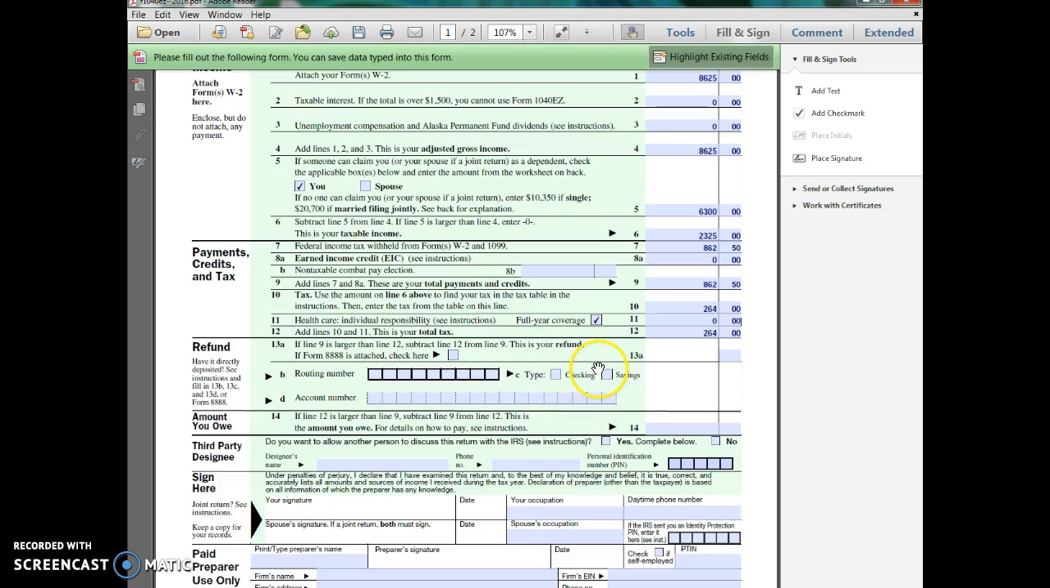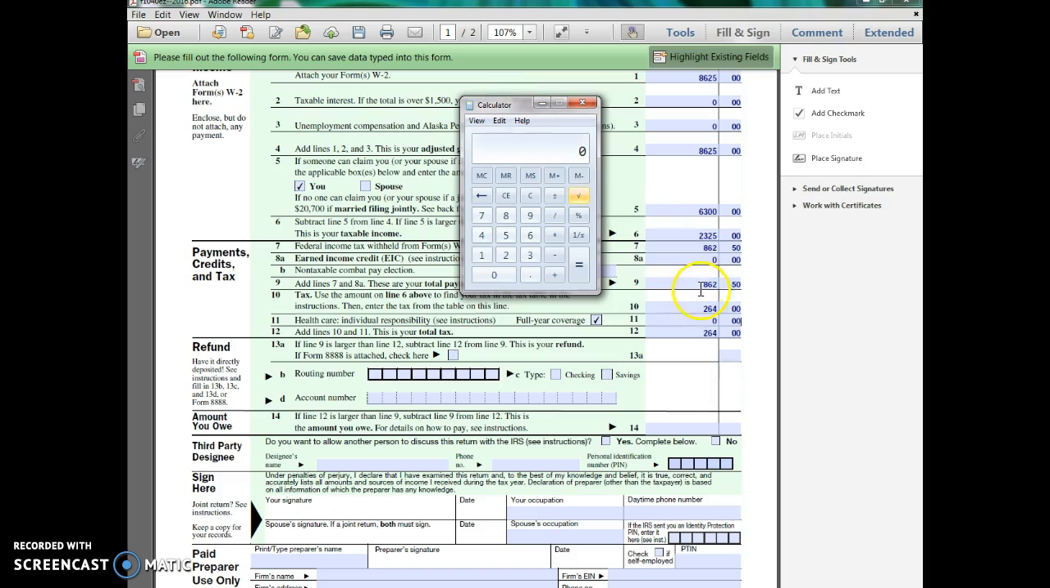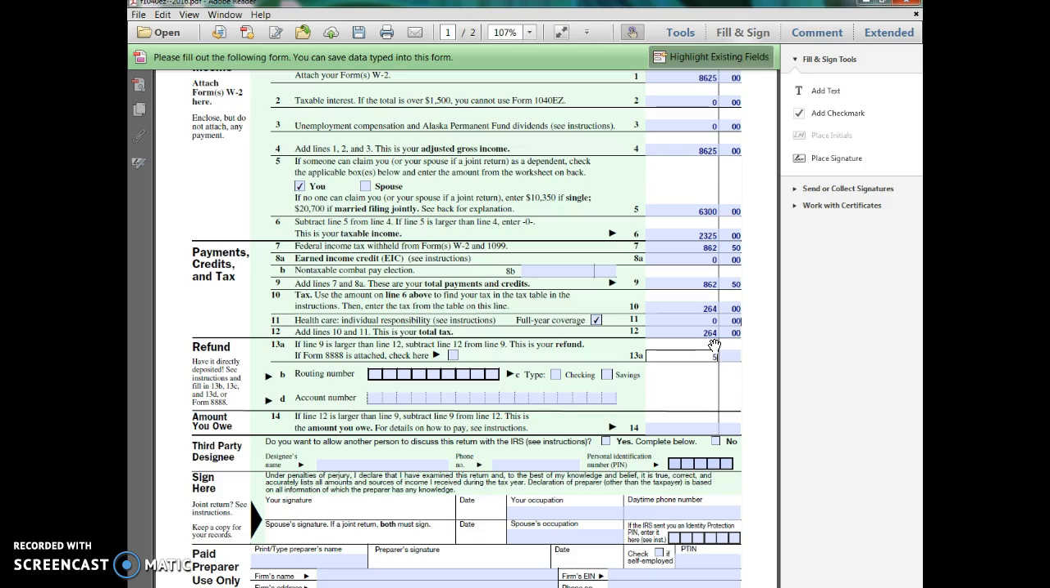So she can save this money for college. Well, we'll let her have a little fun with it. How much is it first? Subtract line 9 from line 12. There's 9, there's 12. Well, 12 from line 9, excuse me. 862.50 minus 264. She gets a nice refund, $598.50. Dollars on the left, cents on the right of the decimal.